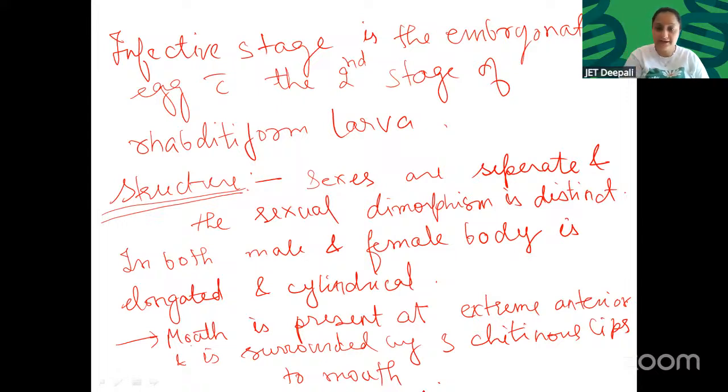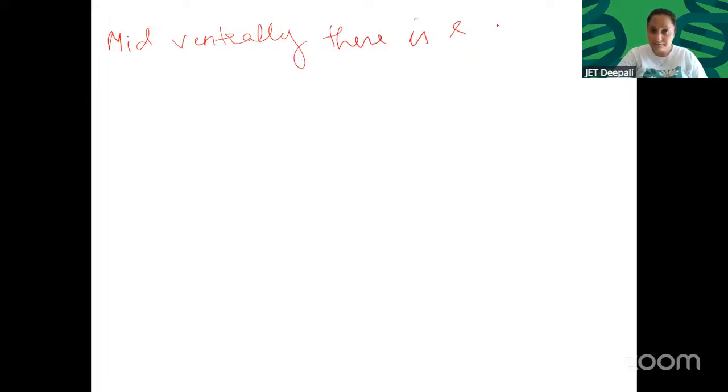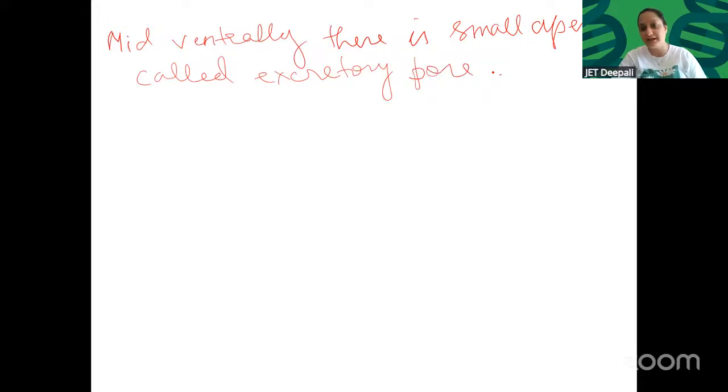Okay. In the next part, the last line of the structure is: mid-ventrally, there is a small aperture called excretory pore. Mid-ventrally, you know, ventral surface. It means they excrete their waste through this pore, or you can say this is their anal opening.